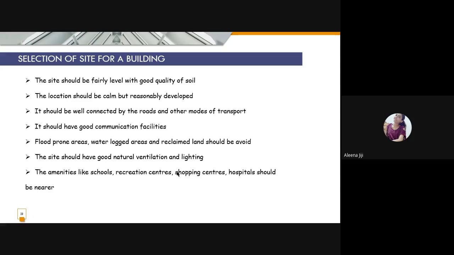And the next one is, they should have good natural ventilation, like we need proper sunlight. It helps the organisms, and it is also needed for our good health. The next one, it should be near to schools, hospitals, shopping centers, because it is also necessary to our life.